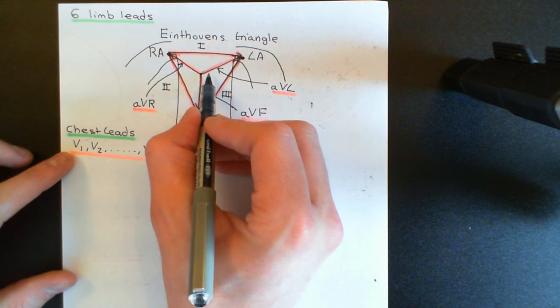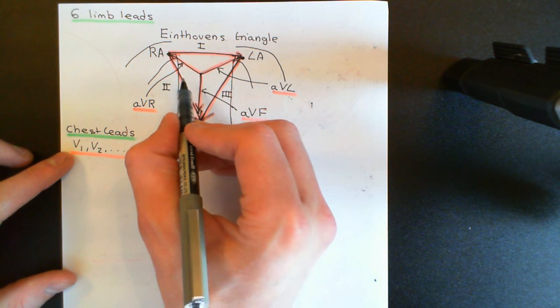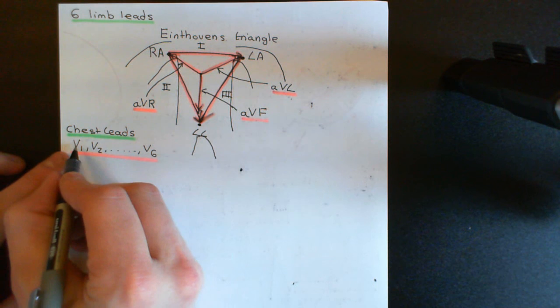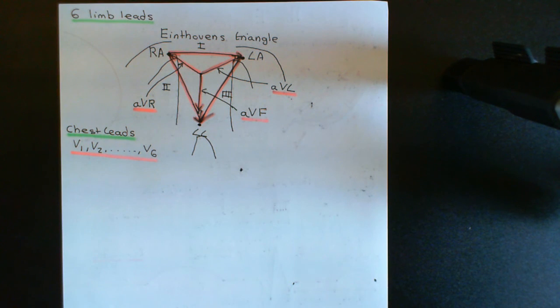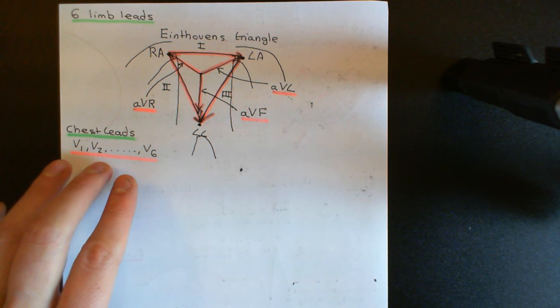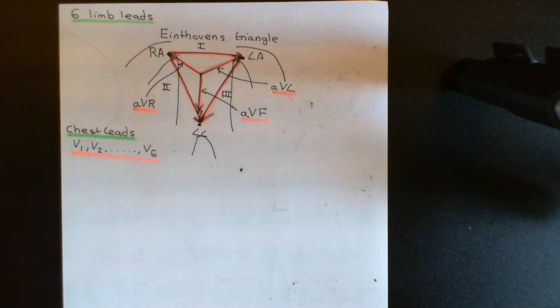So with each of these chest leads, you are looking at the electrical potential difference from the centre of the heart to the surface of the chest at each of these 6 different locations. Okay, so when you're trying to interpret the actual patterns that you get on those 6 different ECG traces, that's what you should think of. You are looking at the electrical potential difference from the centre of the heart to the chest wall at each of these 6 different locations.